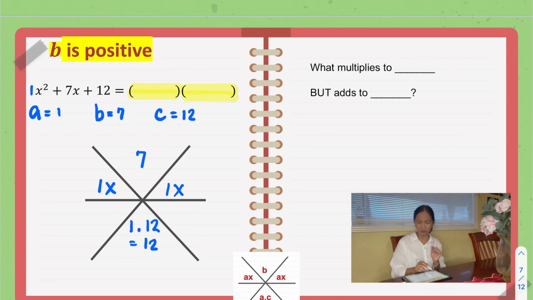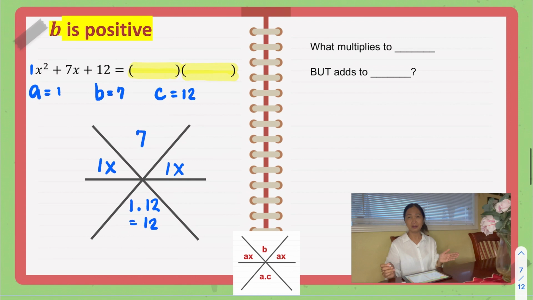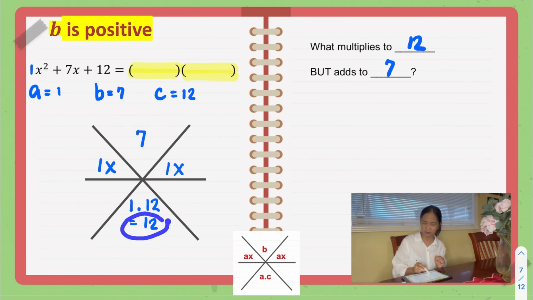Now notice that we have these empty spots. That is where we're going to write our magic numbers. Now, how are we going to find those magic numbers? Simply by answering this question. What multiplies to 12 but adds to 7? I'm going to repeat that question. What multiplies to 12 but adds to 7?